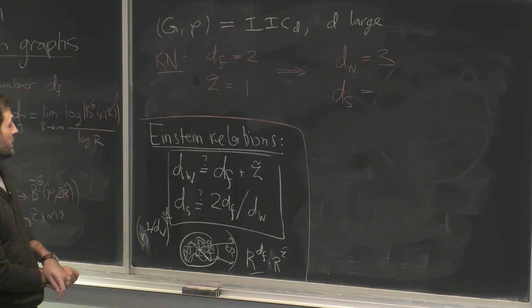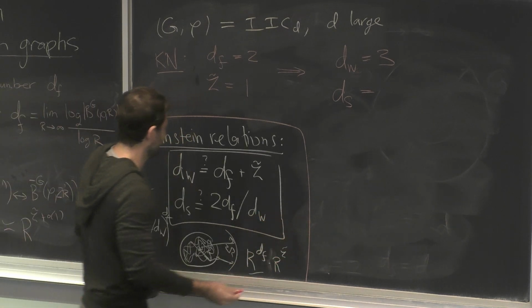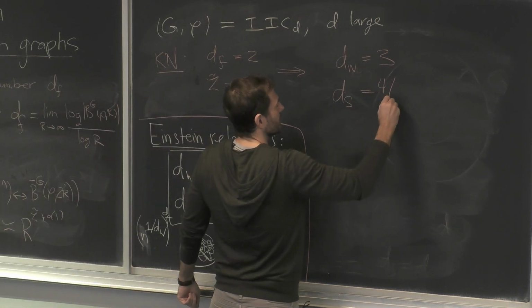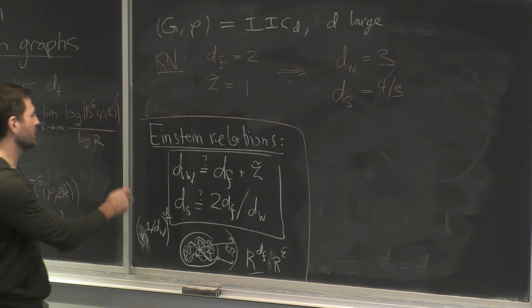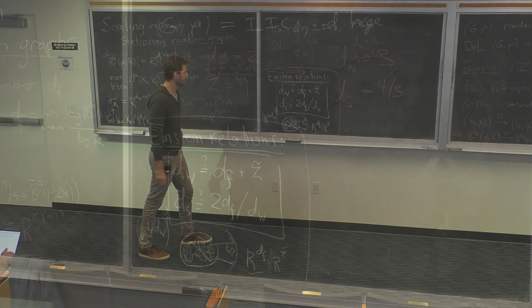I heard 7 different numbers just now. The answer is 4 over 3, but does the math work? Does the math work out? 4, 3, perfect. Math is beautiful.